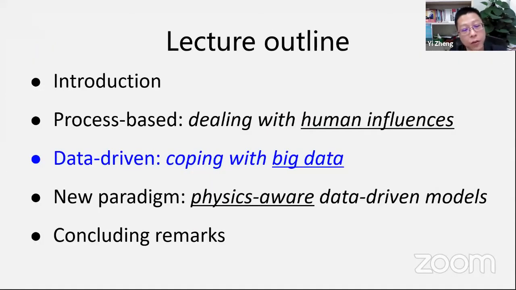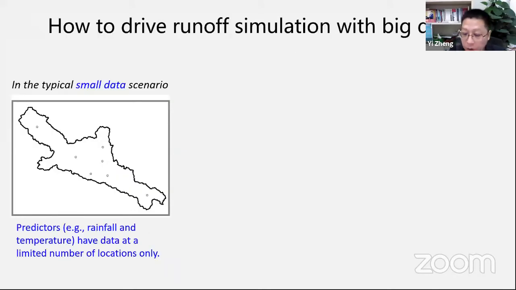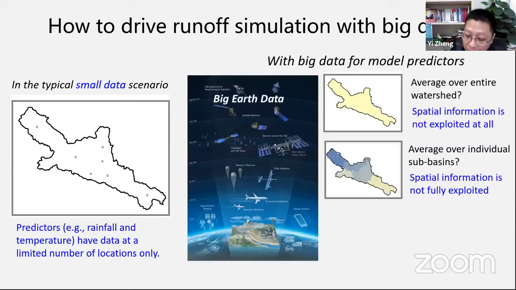Okay, so next I would like to talk about the second aspect, data-driven, coping with big data. In this lecture, I would like to focus on a particular question: how to drive runoff simulation with big data. In the typical small data scenario, the model predictors like rainfall and temperature have data at a very limited number of locations only, like meteorology stations. But now, assuming we have big data for model predictors, such as remote sensing-based data fields, how to bring them into a data-driven model? There are some traditional ways we can follow.